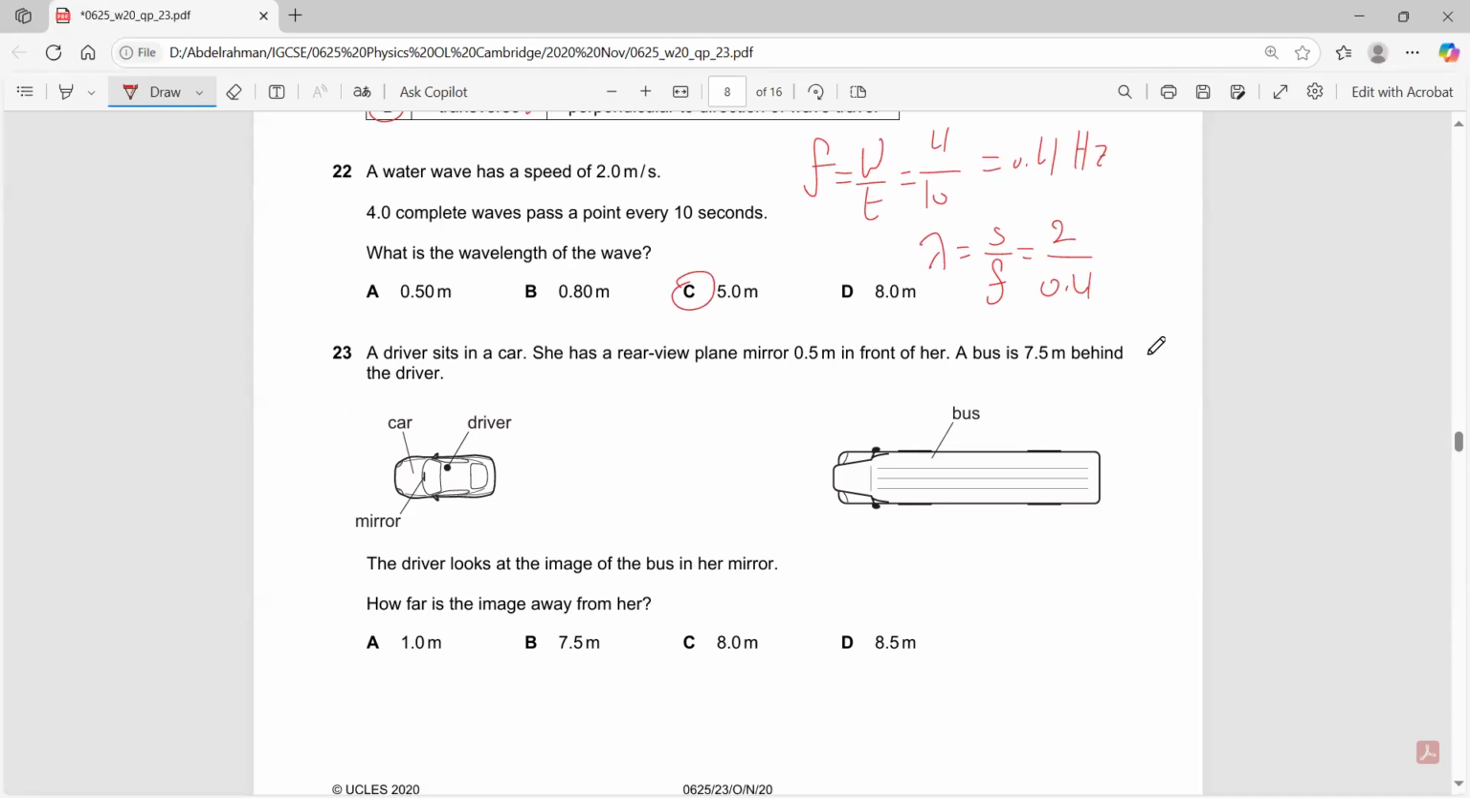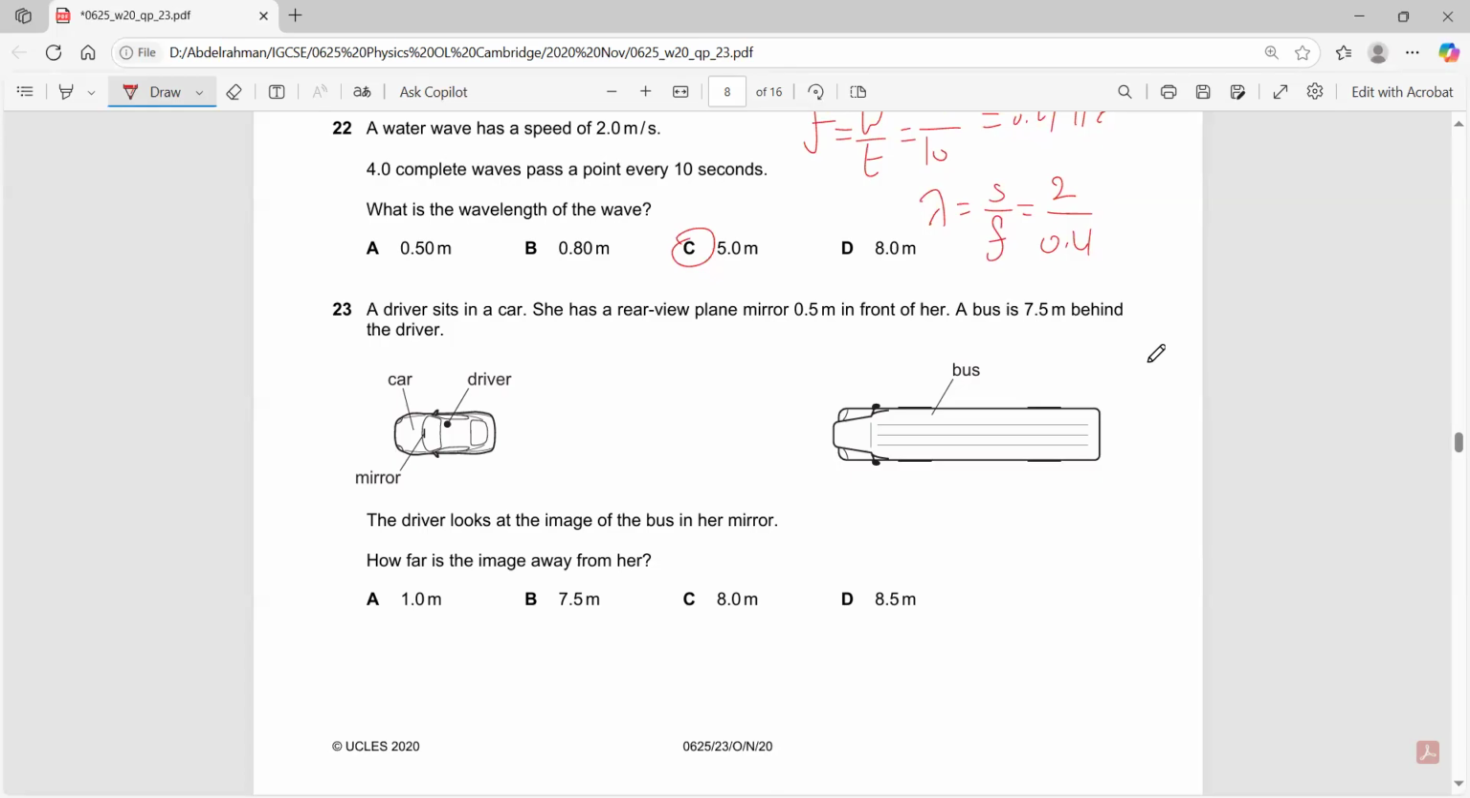A driver sits in a car. She has a rear view plane mirror 0.5 meters in front of her. So the plane mirror is 0.5 meters in front of her. A bus is 7.5 meters behind her. So the bus is 7.5 meters behind her.